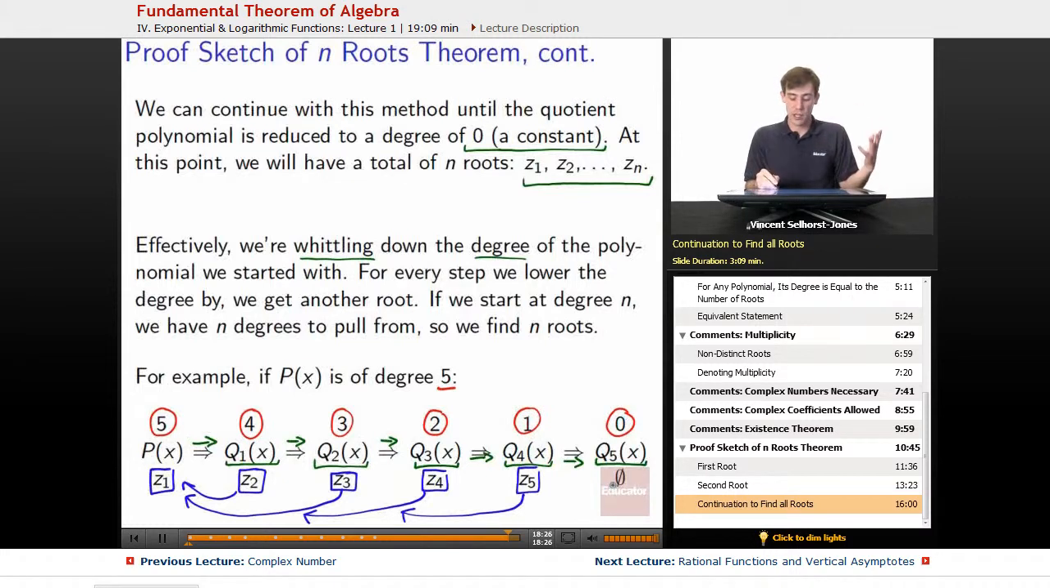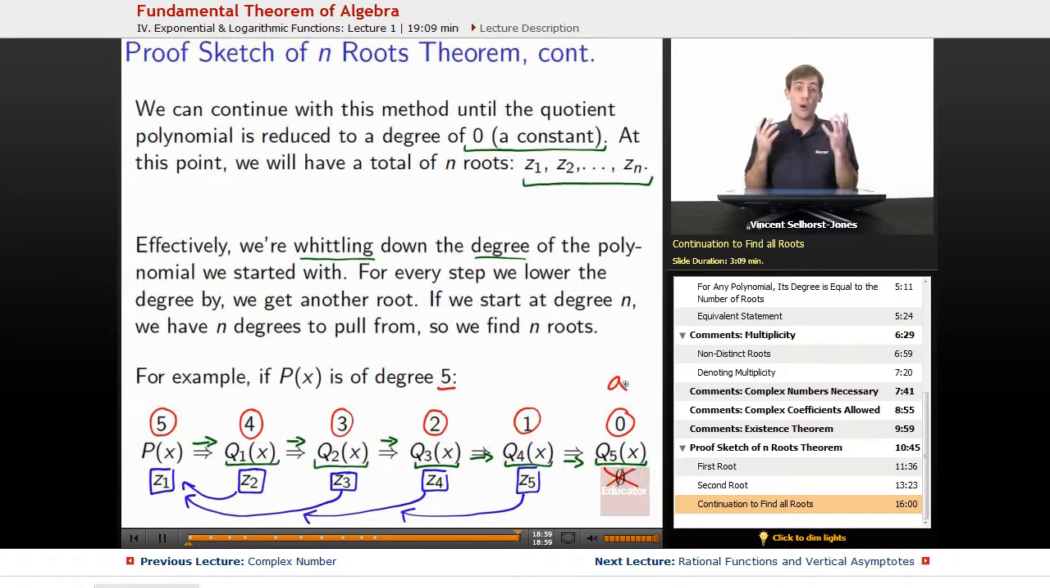And since we have a degree of 0, we're not able to get a root out of it, so we've used up all of our roots. So we've managed to pull out 5 roots because we start at degree 5, and each step we're able to pull out one root as we subtract by 1. And so we're finally left with some constant polynomial, and that's where our a, the a that multiplies the whole thing, that's going to be our 5th quotient polynomial at the very end. It's going to be a times x minus z1 times x minus z2 times x minus z3 times x minus z4 times x minus z5.